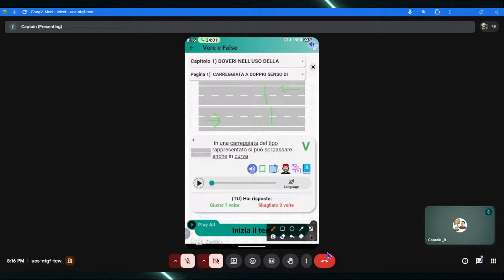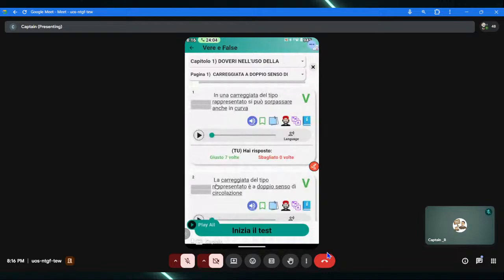Pay attention to this word here. La carreggiata. Okay? La carreggiata, meaning the full carriageway that you're talking about now. All right? Good. Not corsia. He said the carriageway of the type represented is doppio senso di circolazione, meaning two-way circulation. Yes, the type represented can be two-way circulation, which I've already explained. And the answer is vero.